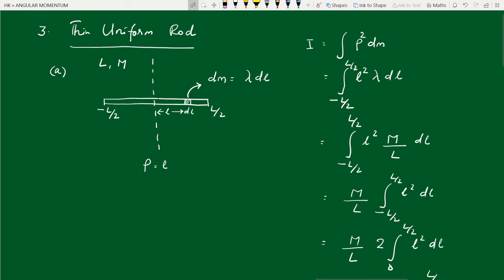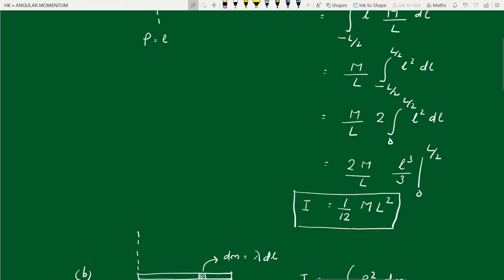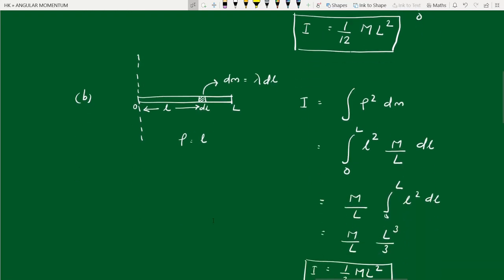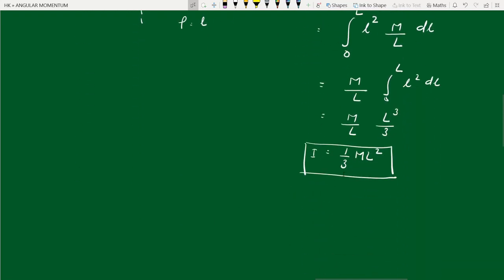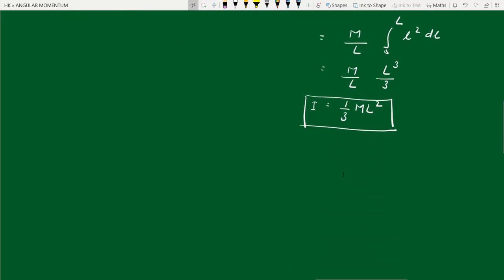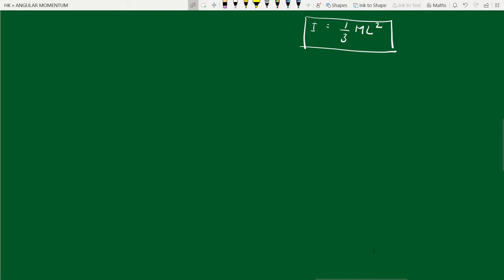If you choose the axis of rotation, in the case of this rod, as the central perpendicular axis, the moment of inertia is 1 by 12 ml square. If the axis of rotation is a perpendicular axis through one end, the moment of inertia is different, 1 by 3 ml square. So it depends upon the axis also, not simply the object or its geometry. Okay, so that is our third object.